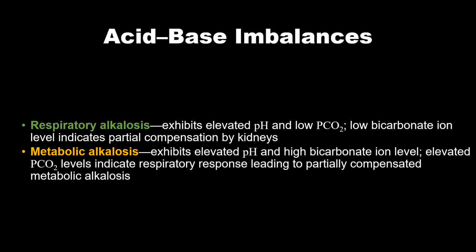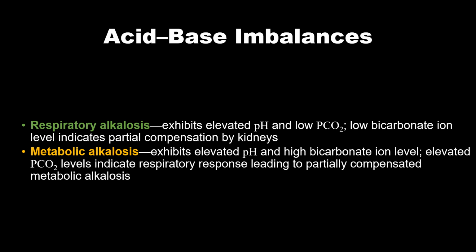And you've also got respiratory alkalosis and metabolic alkalosis. The main findings with respiratory alkalosis are pretty straightforward. High blood pH, low dissolved CO2. If bicarbonate ion levels are also low, it means that it's partially being compensated by the kidneys. And then metabolic alkalosis shows high pH and a high bicarbonate ion level. If respiratory compensation has occurred, CO2 levels will be elevated.